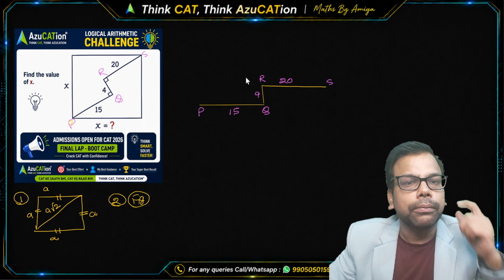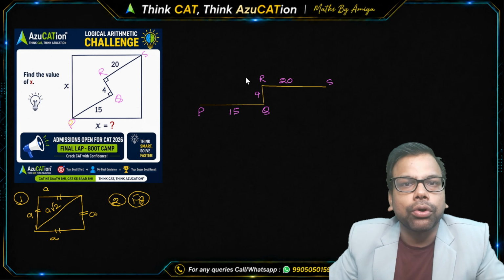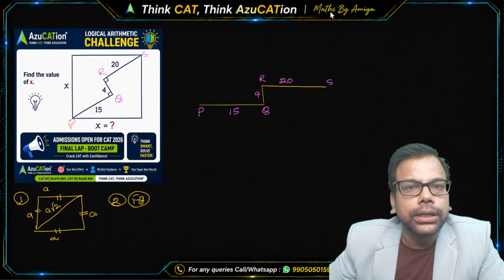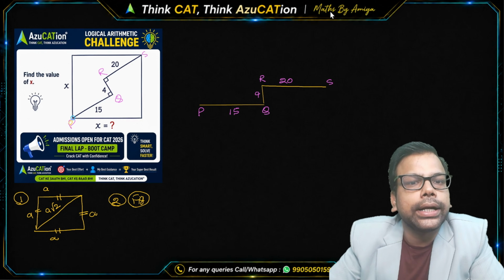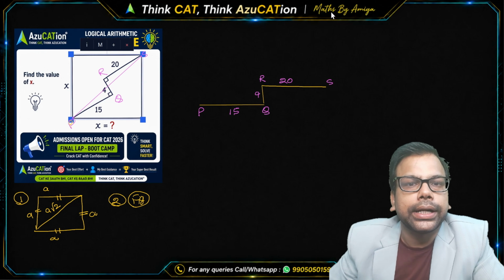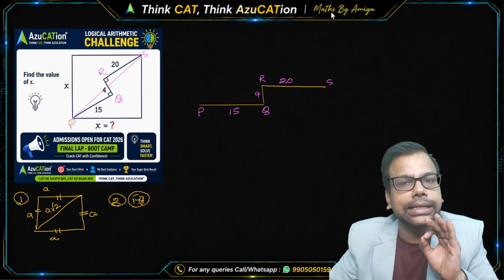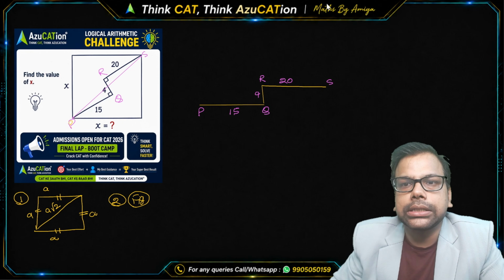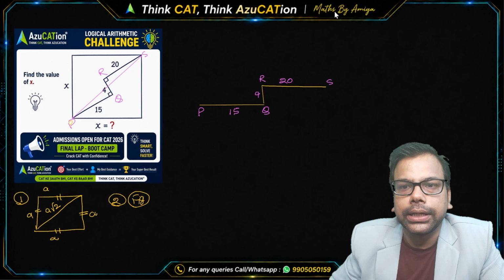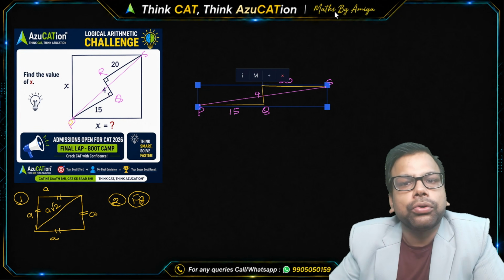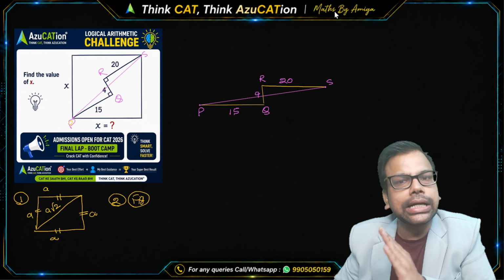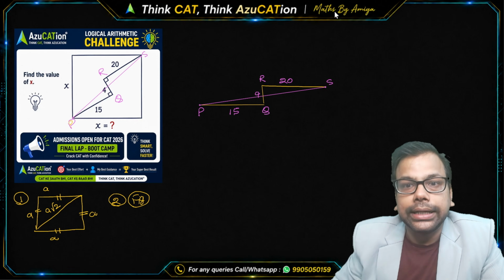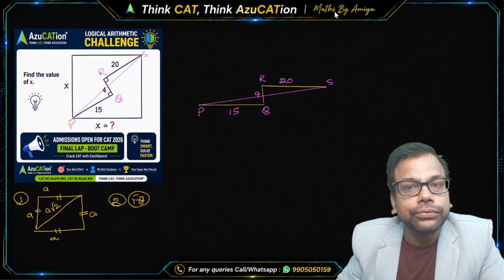When we draw from point P to S, we are going to get nothing but a diagonal. So this PS is the diagonal. Let's draw the PS here also. We have a point P and the point S. We need to draw one straight line. So PS is our diagonal. We just need to find the diagonal in terms of 15, 4 and 20.